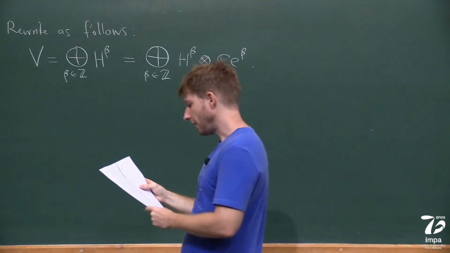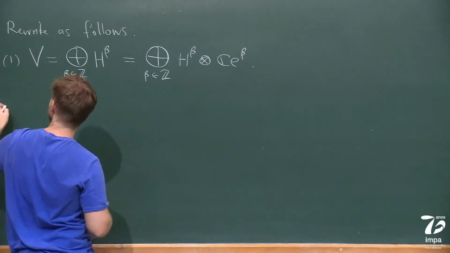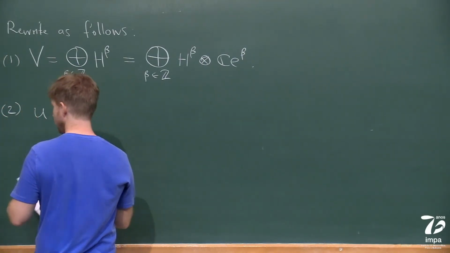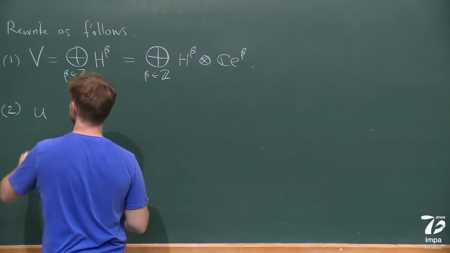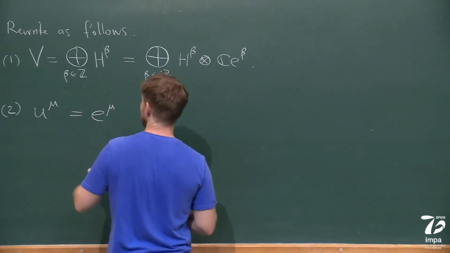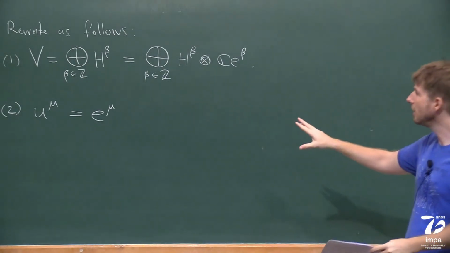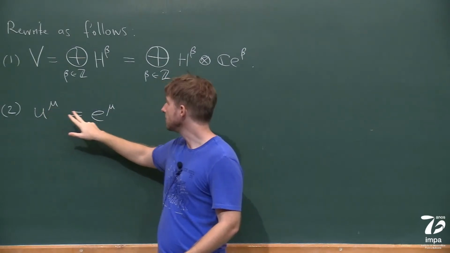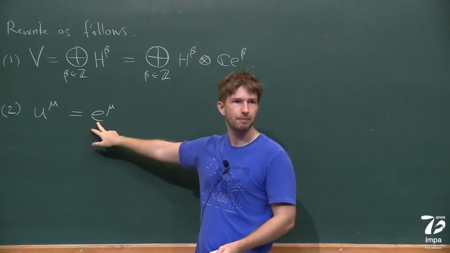Now I do this because I want to rewrite this operation u to the mu as e to the mu, okay? So this is now an abusive notation. What I'm really doing is I want to think of this operation u to the mu as multiplying e to the beta with e to the mu, okay?